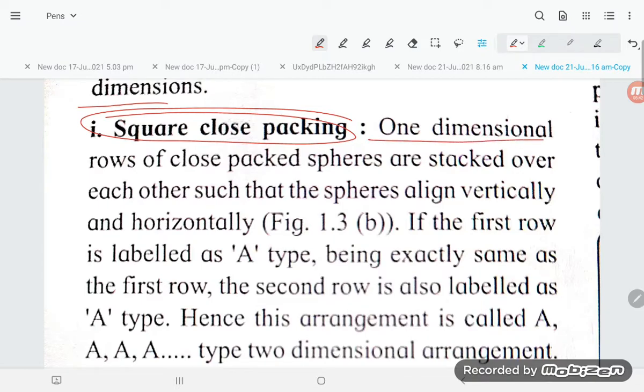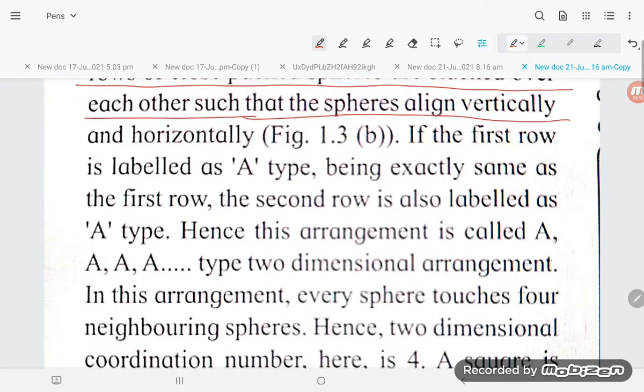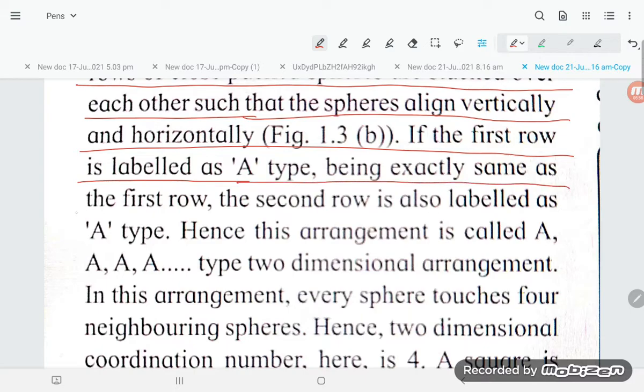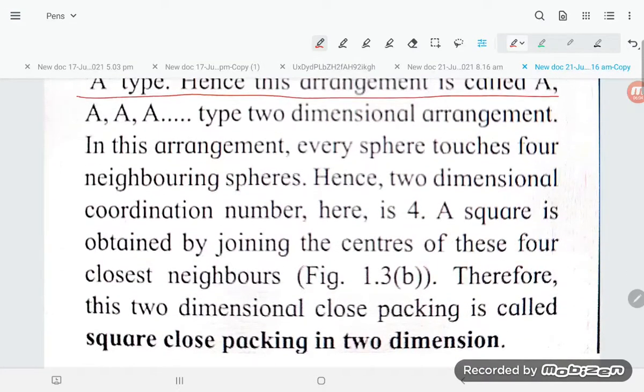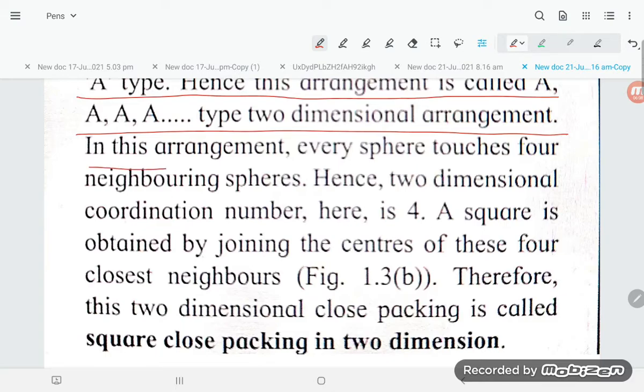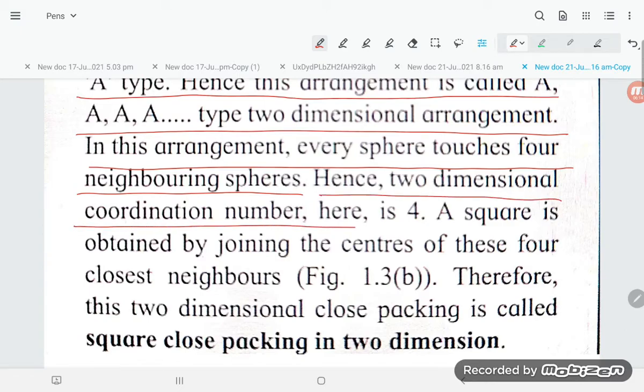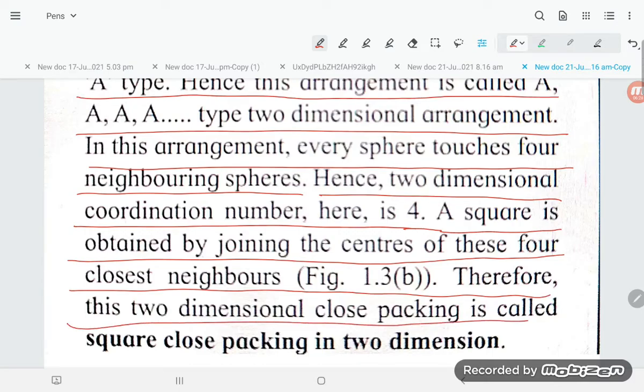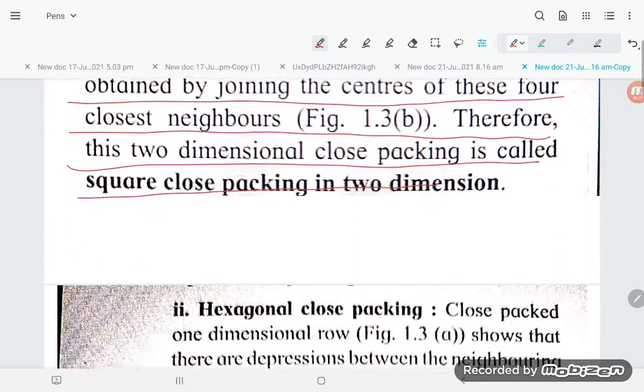Square close packing means one-dimensional rows of close packed spheres are stacked over each other such that the spheres align vertically and horizontally. If the first row is labeled as A type, the second row, being exactly the same as the first row, is also labeled as A type, hence the arrangement is called an AA type two-dimensional arrangement. In this arrangement, every sphere touches four neighboring spheres, hence the two-dimensional coordination number here is 4. A square is obtained by joining the centers of these four closest neighbors. Therefore, this two-dimensional close packing is called square close packing in two dimensions.